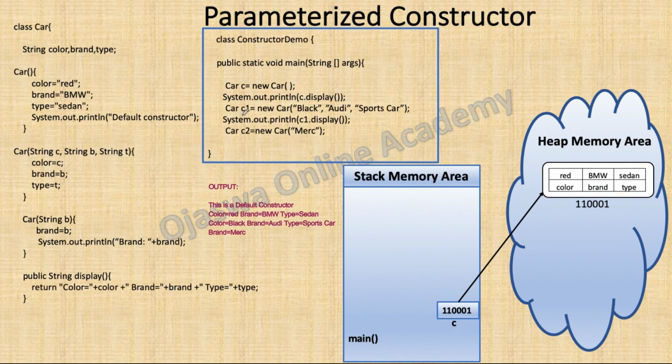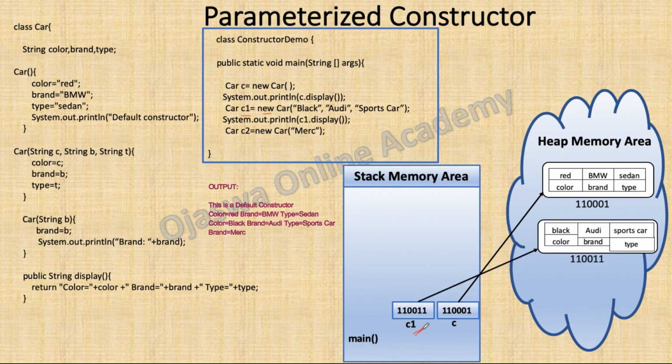We have created one more object, object c1, and we are passing values to the parameterized constructor from this object c1. So Car c1 equal to new: the new keyword will allocate memory to the object. A new object is created on the heap. This is the reference c1 created on the stack and this is the object created on the heap. It will have its own copy of instance variables color, brand and type, and you are passing values black, Audi and sports car. So as soon as the object is created, it will give an implicit call to the constructor.